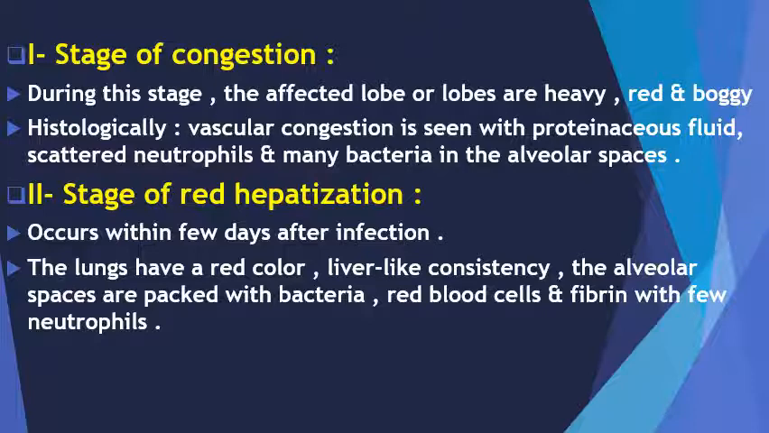The second stage is red hepatization, where the lung resembles the liver. It occurs within a few days after infection. The lung is red in color with a liver-like consistency. The alveolar spaces are packed with bacteria, red blood cells, and fibrin, but few neutrophils.